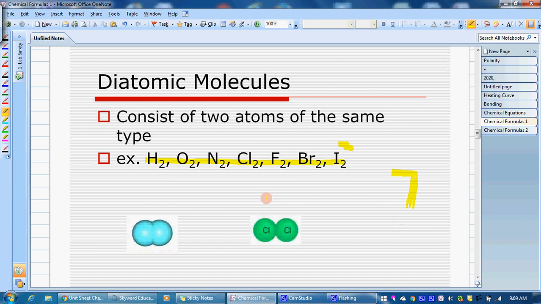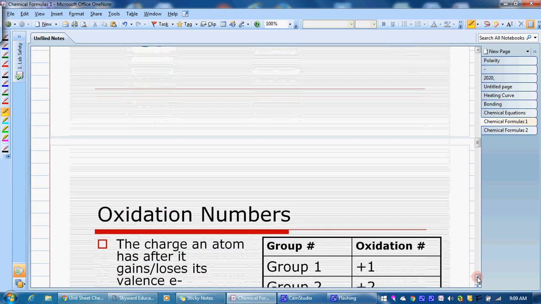So remember, anytime you see these elements and they're by themselves, for example, hydrogen gas, oxygen gas, nitrogen gas, they are always going to be 2. Di means 2. So there's a 2 subscript for all of those.